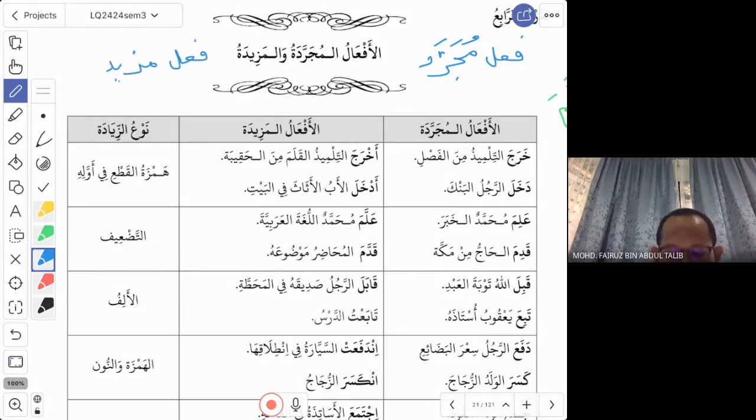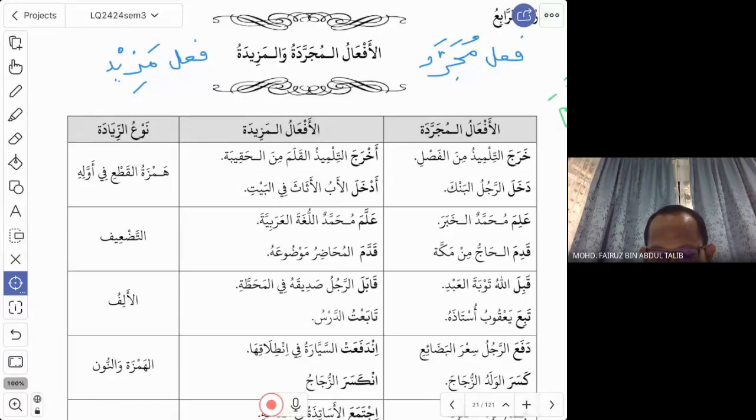So what is this fi'l mujarrad and also fi'l mazid? Literally, mujarrad means there is no addition to the word. That is the literal meaning of the word mujarrad. But the word mazid literally means you will add several letters. There are additions to the word itself. So mujarrad, no additions. Mazid, with additions. This is the literal meaning of mujarrad and also mazid.